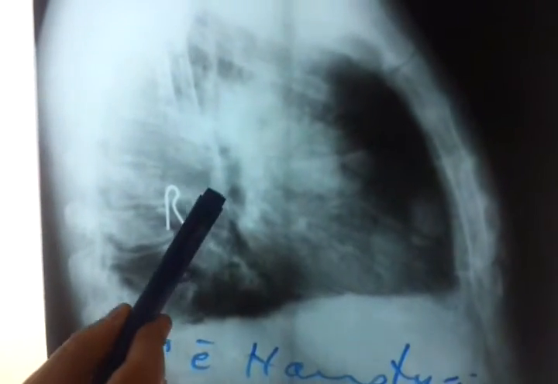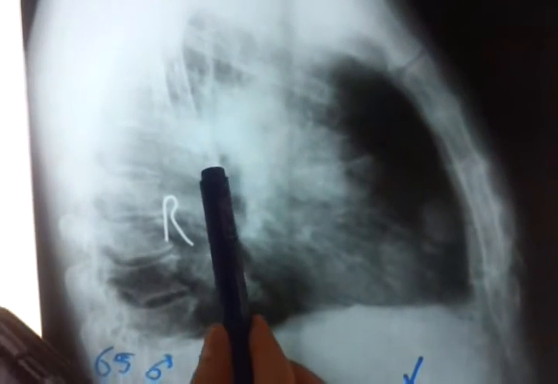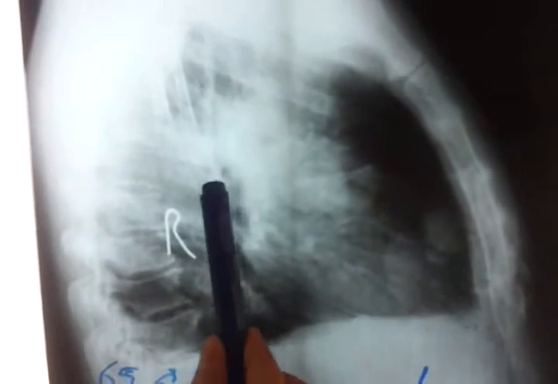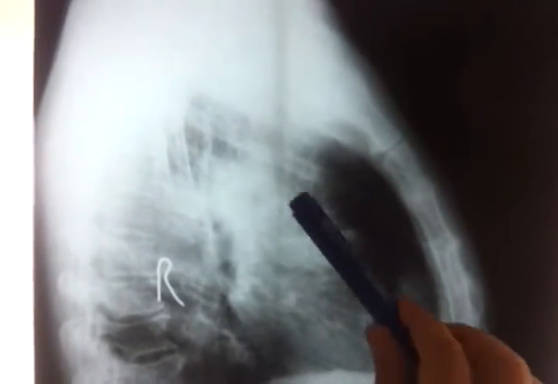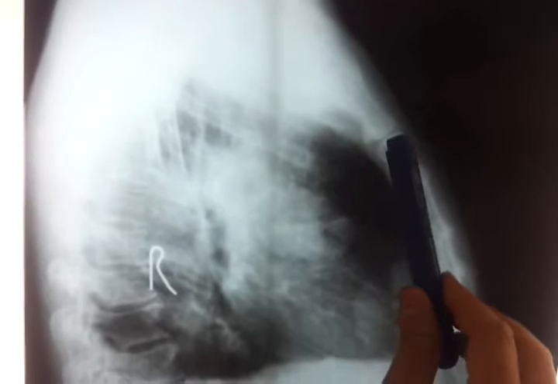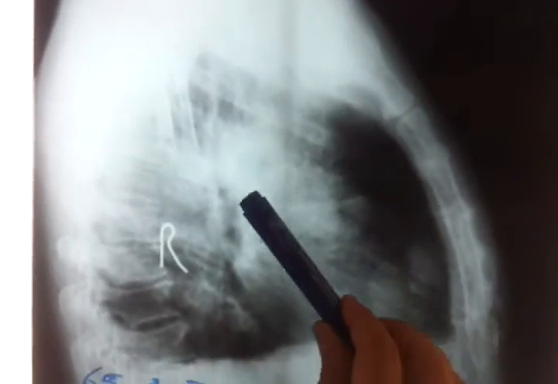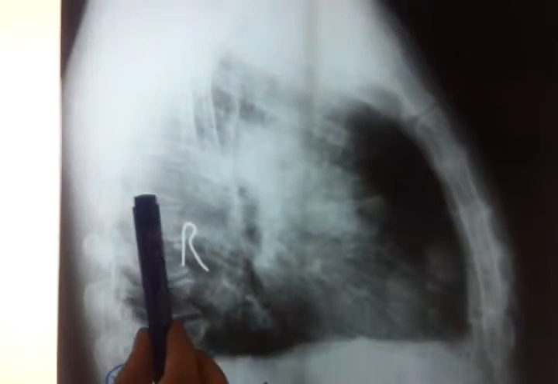Yes. This is a lateral chest X-ray, showing the sternum, and this is the vertebrae, and this is the mediastinum. This is the oblique fissure, and imaginary here is the transverse fissure. This is the heart of the patient, and this is the hilum, and this is the anterior mediastinum. This is the middle mediastinum, and this is the posterior mediastinum.